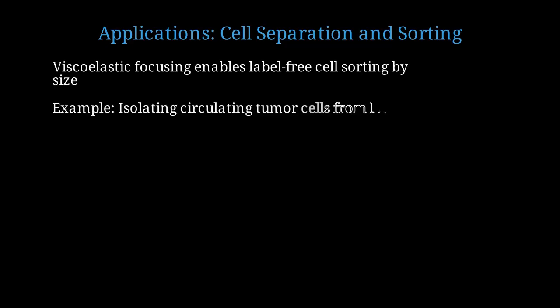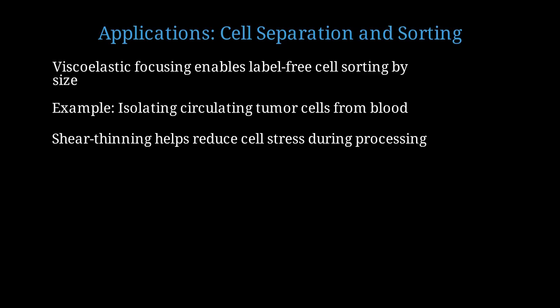A key application is isolating rare circulating tumor cells from blood. Tumor cells are typically larger than blood cells, so they focus to a different streamline and can be separated. The shear thinning properties of polymer solutions are actually beneficial here.